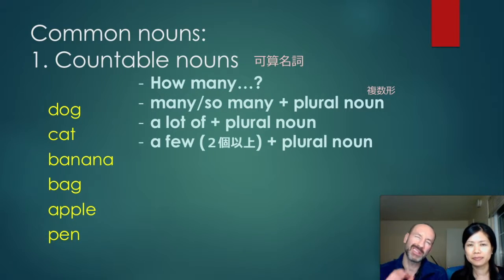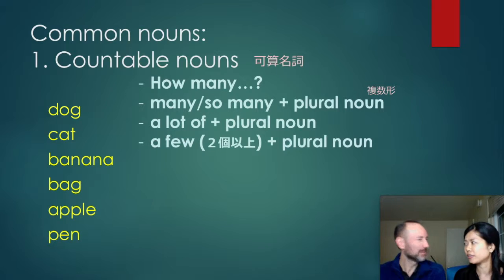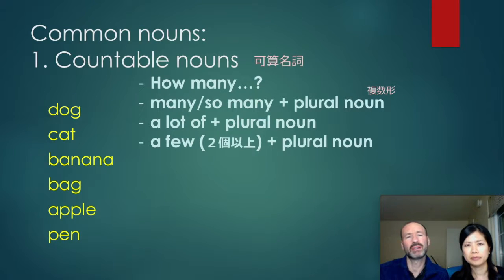And a few means just like 2 or 3 or 4, not too many. Maybe 2 to 5. 2個から5個以内の感じです。 そうですね。 So if I had only 2 or 3 bananas and I was asked, how many bananas do you have? We might say, oh, I have a few bananas. Especially if you're not sure of the exact number. Do you have 2 bananas or 3 bananas? I'm not sure. I have a few.